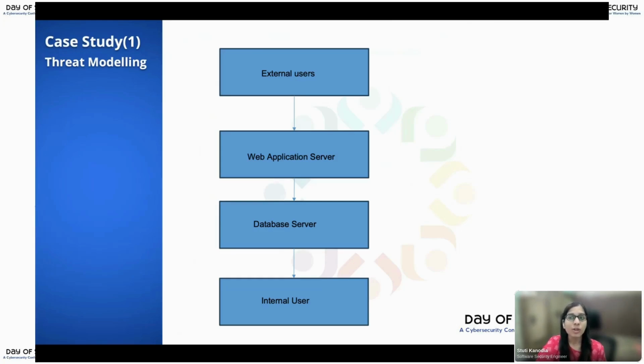Just to give an example, if an external user accesses our application, what can be done? How could the web application server or database server be compromised? What type of attack can you see with the help of this diagram? So if anyone, please drop a note in the chat. What is your thought? What attack would happen? It's a very simple threat diagram.